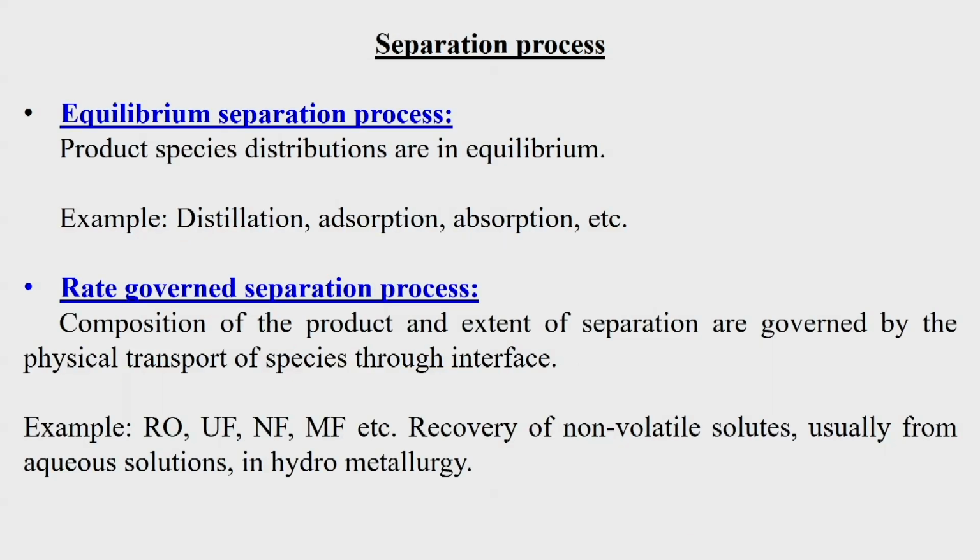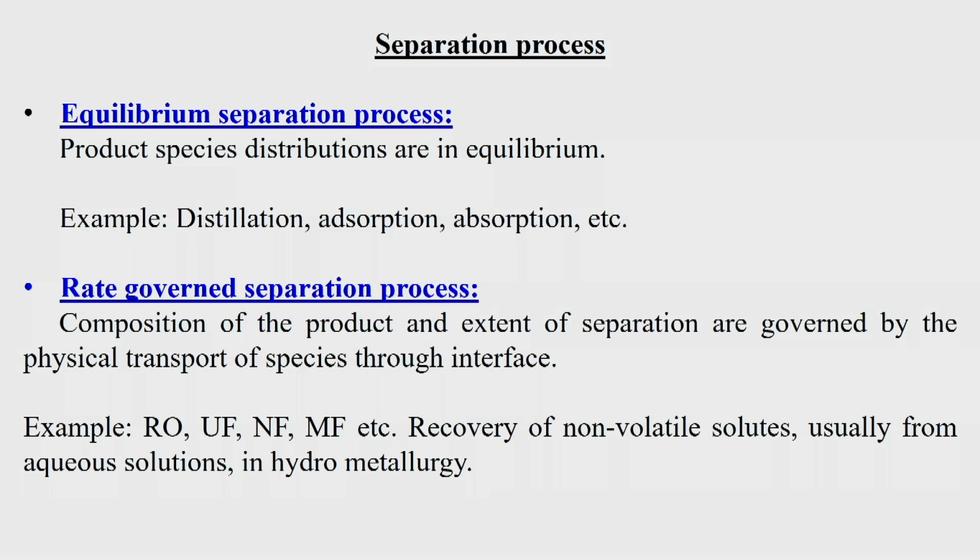Whenever we talk about separation processes, we have two different types of separation processes. One is the equilibrium separation process and another is the rate governed separation process. Whenever we discuss equilibrium separation processes, the product species distributions are in equilibrium and the degree of separation is controlled by the equilibrium.